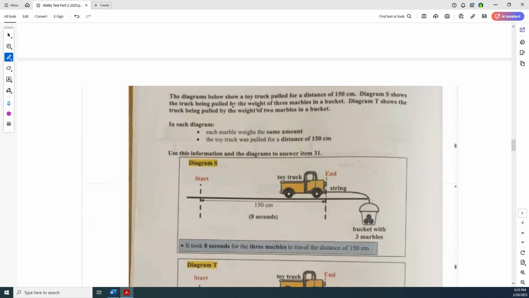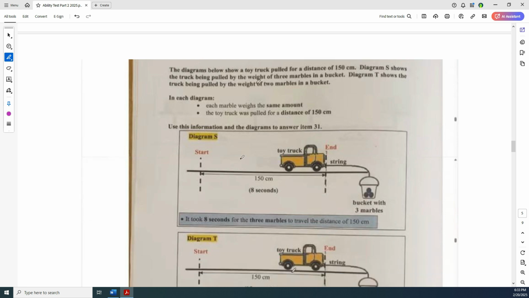The diagrams below show a toy truck pulled for a distance of 150 centimeters. Diagram S shows the truck being pulled by the weight of 3 marbles in a bucket. Diagram T shows the truck being pulled by the weight of 2 marbles in a bucket. In each diagram, each marble weighs the same amount. Use the information and the diagram to answer item 31.